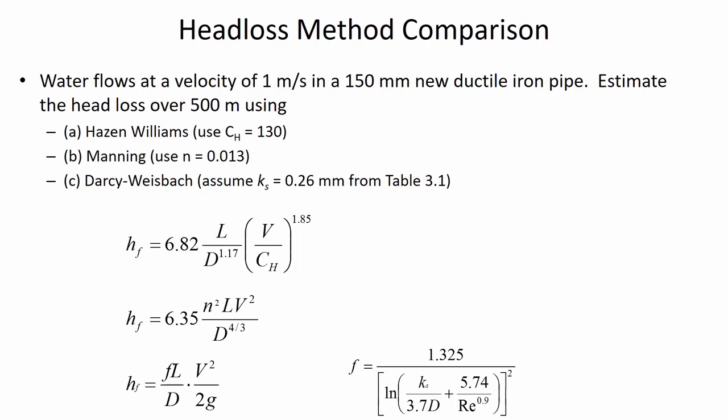So let's find out, for water flowing through a pipe that's ductile iron at a velocity of 1 meter per second, what's the head loss over 500 meters of pipe according to each of the three methods. Now let's get the C values and the n values that we're going to need. So method A says to use the C value of 130, method B, the n value 0.013, and then for the Darcy-Weisbach, assume the equivalent sand roughness of 0.26 millimeters. Okay, so calculate the head loss according to all three methods, and then we'll see how close they get to Darcy-Weisbach.